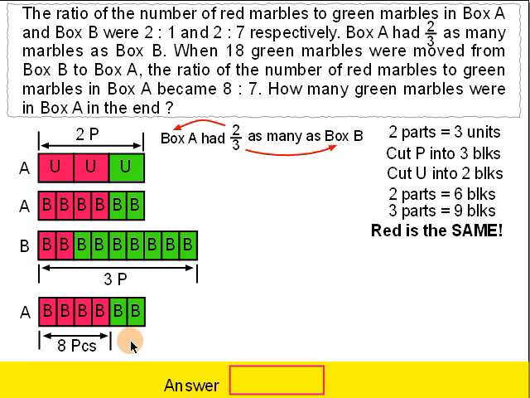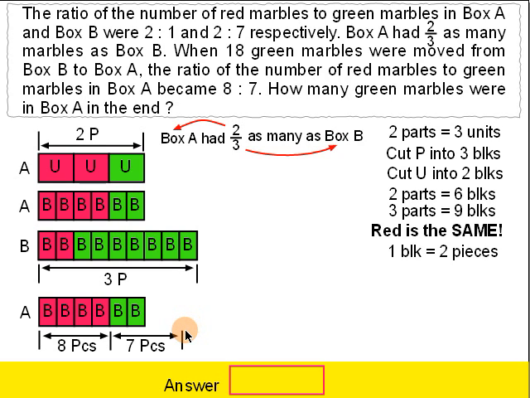Okay, so now we know that in the end, the ratio for the model for box A for red to green will be 8 pieces. Alright, I call them pieces now. 8 pieces to 7 pieces. So from here we know that 4 blocks is equal to 8 pieces, therefore 1 block is equal to 2 pieces. And we want to have 7 pieces for the greens. This is how much we have in the end for box A.